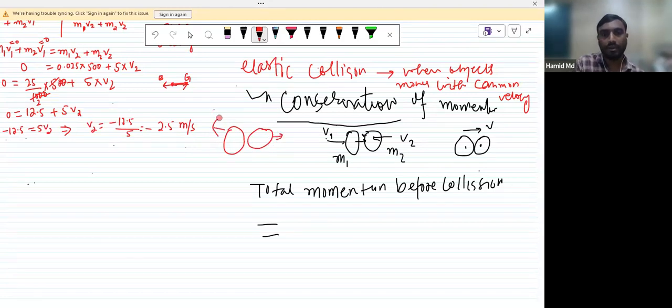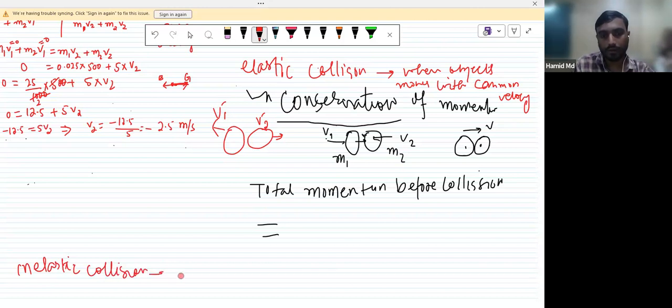Let's see, this will be V1 prime. This is different from V1. And this will be V2 prime. This is again different from V2. If two objects are moving with different velocity after collision, then it will be inelastic collision. Inelastic, I-N-E-L-A-S-T-I-C, inelastic collision.